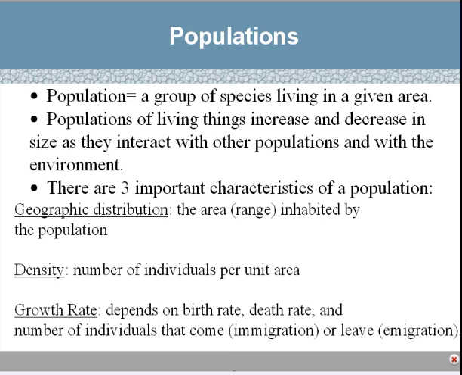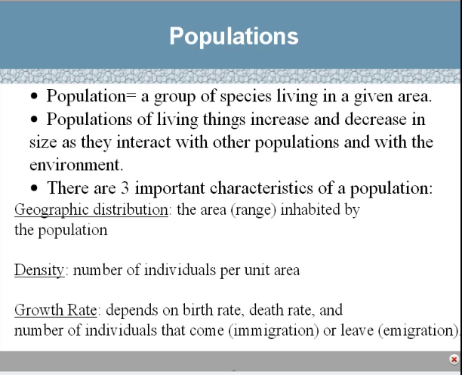And these populations will either go up or go down as they interact with other populations and with their environment. So again, that is as they relate to the other biotic and the other abiotic factors that are living in the same area. There's three important things to remember when we talk about a population. First of all, the geographic distribution. This means what area is inhabited by that population. What area are we talking about where that population lives?